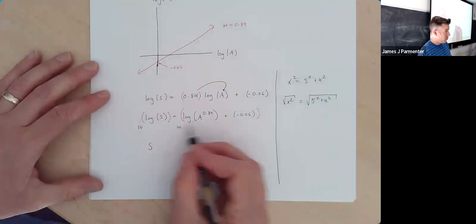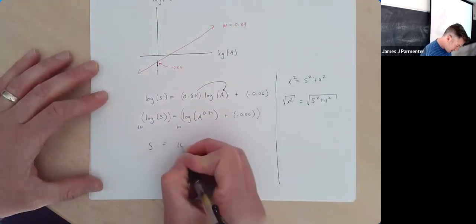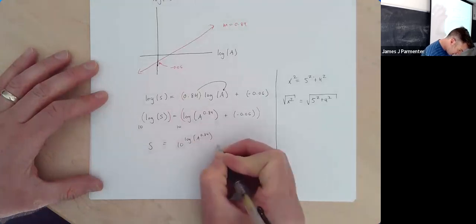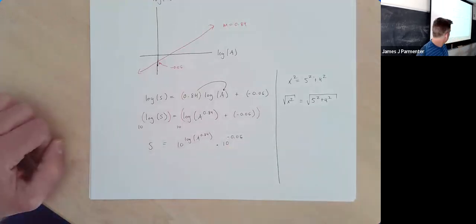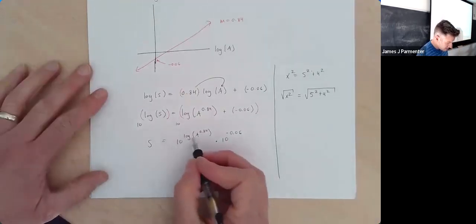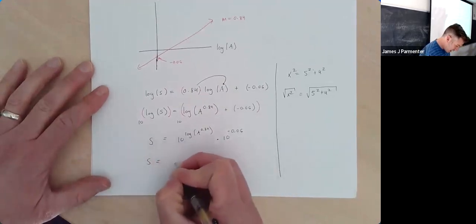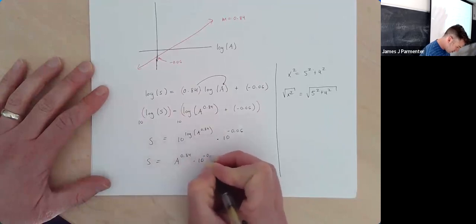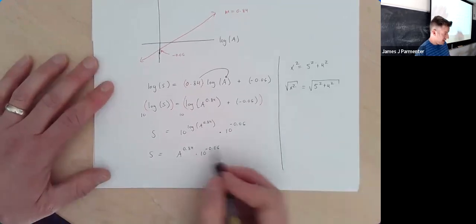So then we're going to break it up. So 10 to the log of this plus that is really 10 to the log of A to the 0.84 times 10 to the negative 0.06. And then 10 to the log of some stuff is that stuff. So we can really write this as S equal to A to the 0.84 times 10 to the negative 0.06. I would probably leave it like that, but some people like to write the 10 first.